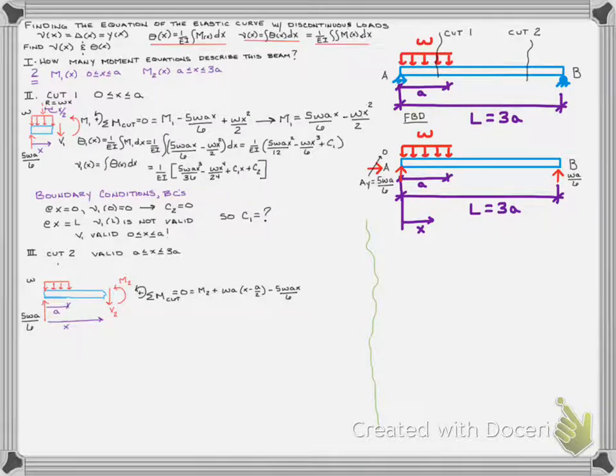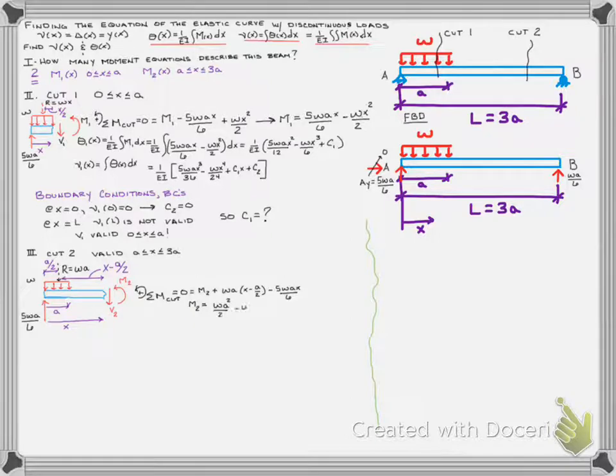But how did we get WA times X minus A over 2? I said earlier, I think it's really important you always draw the resultant, which is WA in this case. It acts at a distance A over 2 from the left end, so it must act at X minus A over 2 from the right end. So that's how we got that value.